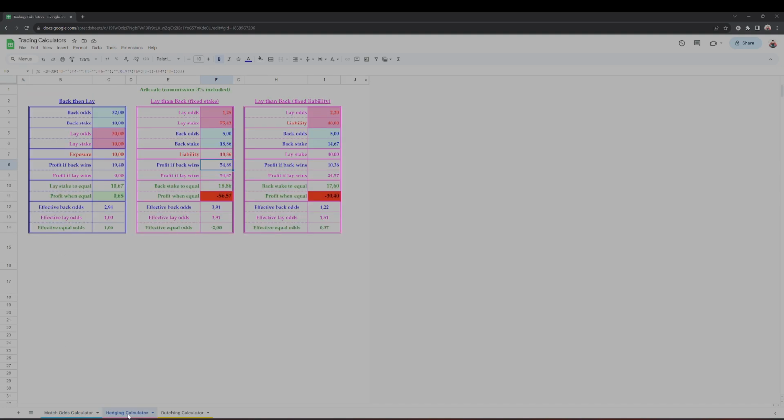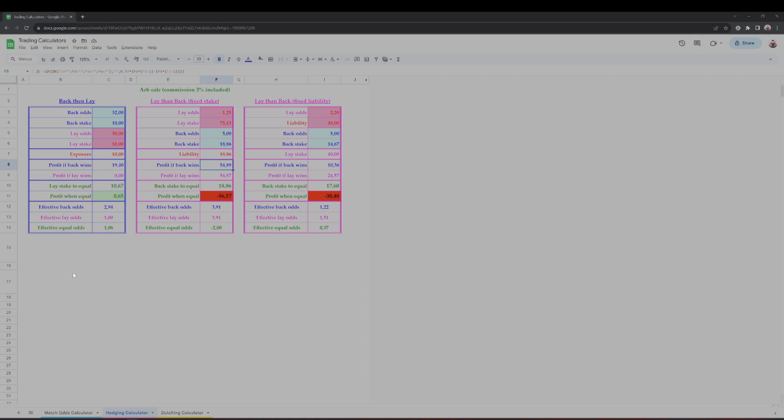This is another of the calculators that I have, right? Again, not something that I developed. It is available on the internet. So there are three options here, right? The first one is handy when you first back and then lay during the game. The second one is the opposite. You lay and then try to back with a fixed stake. And the third one is with the fixed liability.